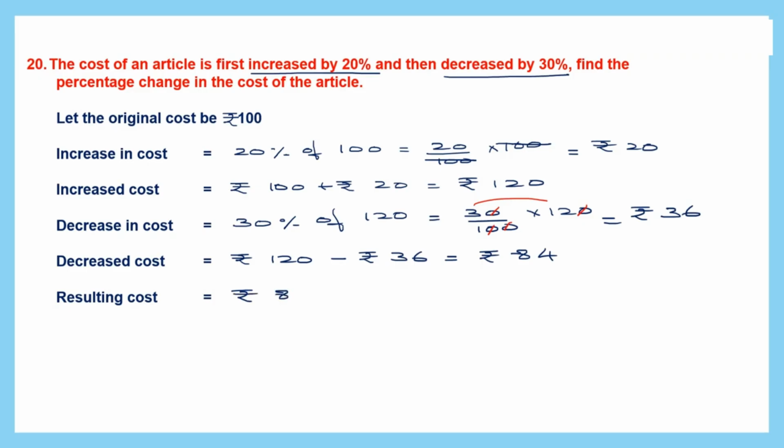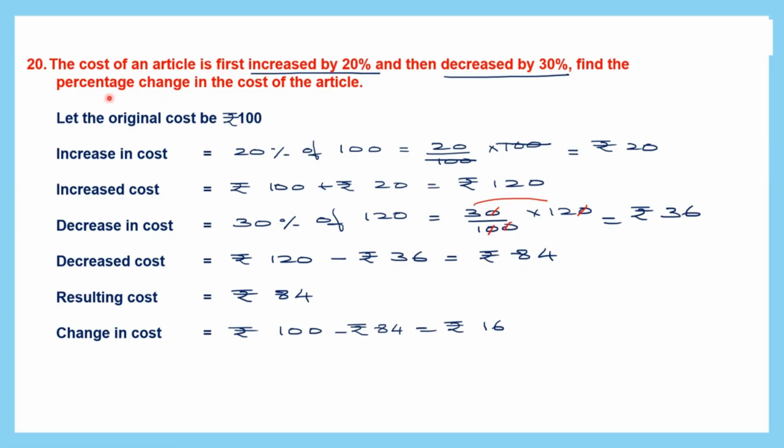So in the beginning, what did we have? We said let the original cost be 100. Now the resulting cost after the increase and decrease, we've got 84 rupees. Now, what is the change that we have seen? From 100 rupees, it has now become 84 rupees. So the change will be 100 rupees minus 84 rupees, which is 16 rupees. 100 minus 84 is 16. So the change in cost we have found out to be 16 rupees.